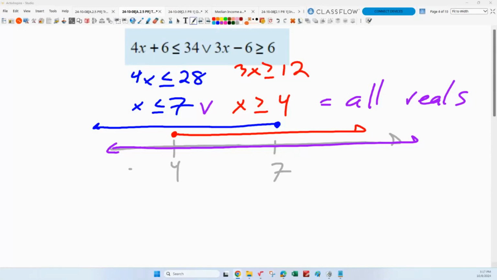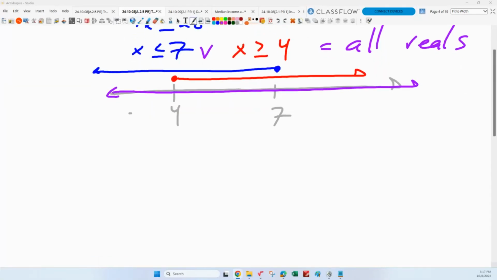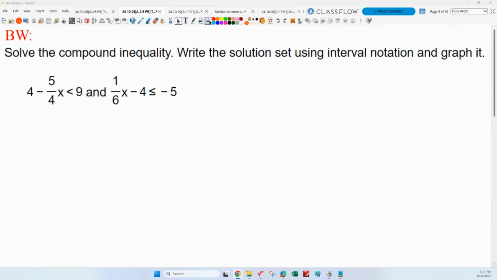How would I write that using interval notation? What's the left end point of that purple interval? Yeah, negative infinity on the left, positive infinity on the right, and we got it. Make sense? Okay, try one of those. Go to the boards and try that one. Yeah, I want the graph, and then I want the solution, the simplified solution.